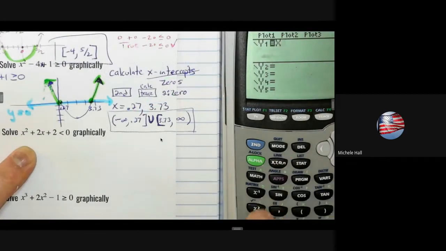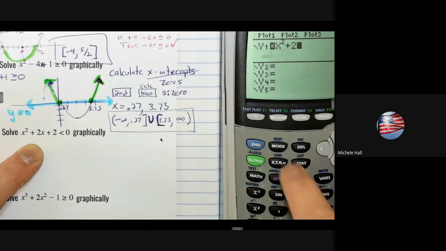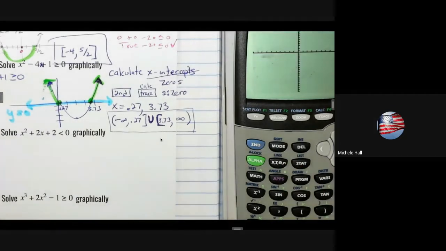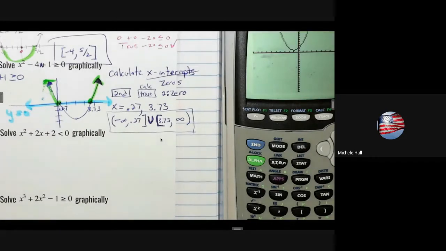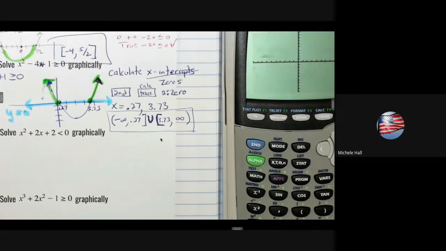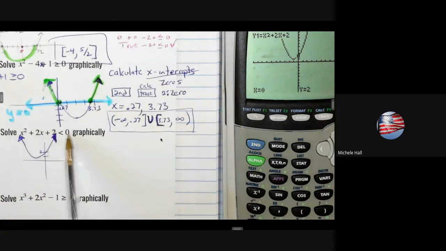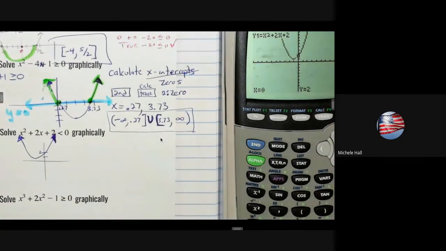Example 6, solve graphically. x squared plus 2x plus 2. Graph. I'm going to go to my standard zoom, number 6. That is above the axis. All right. When is the parabola less than 0? Here's y equals 0.